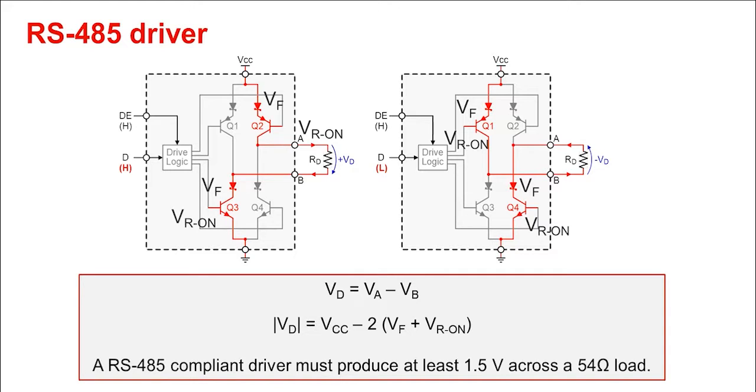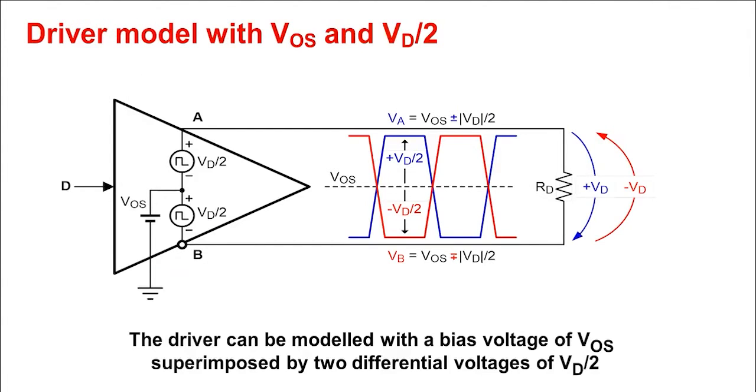For an RS485 driver to be within RS485 specification, all drivers are required to be able to generate a minimum 1.5 volts differential output voltage across a 54 ohm resistor. A simplified model for the driver is shown in the figure, where pins A and B generate the voltage difference across the load resistance, but pin A and B are plus or minus half of the difference plus an offset voltage.